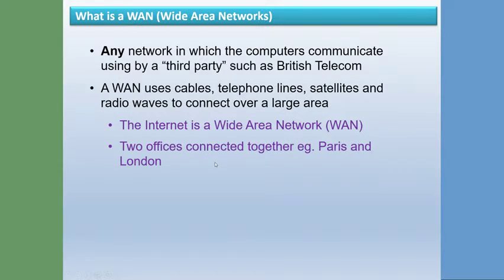A WAN, a wide area network, is any network that uses a third party to connect. So you could have two offices, one in Paris, one in London. Those two offices are connected via their internet connection provided by BT, for example, and it transfers that data across the internet and joins those two offices together.